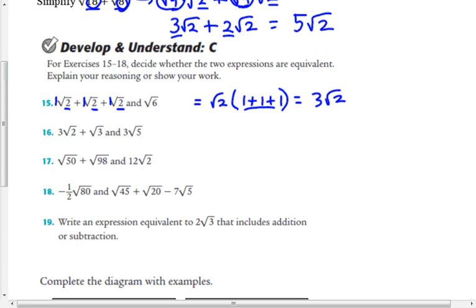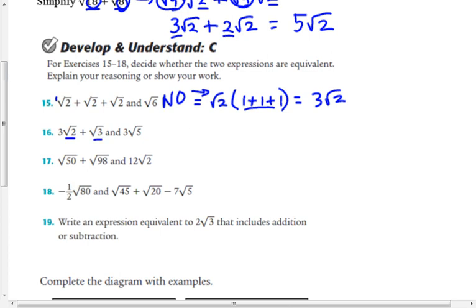And that kind of makes sense anyway. You're adding the same thing 3 times. That's the same as 3 times that object. It's just like if you did x plus x plus x, you would get 3x, right? Not x to the third or something like that. So they are not equivalent. So we're going to say no. And here's my justification. This is what it really equals, 3 times the square root of 2.